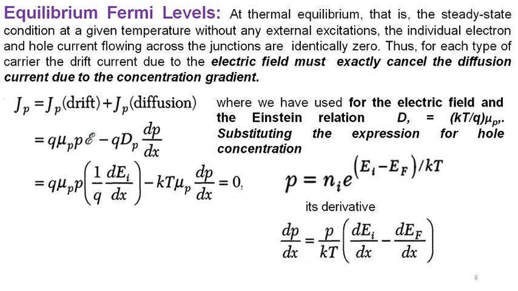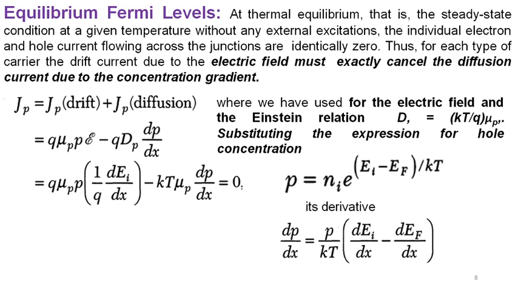Then here, as I already told in the previous slide, each type of carrier's drift current due to the electric field must be exactly cancelled by the diffusion current. Here we calculate the current density due to the holes, Jp for drift current and Jp for diffusion, which are directed opposite to each other. Then in this equation, q mu p, where mu p is the mobility of holes. We went through this equation in the first module. Dp is the coefficient of diffusion, also called the diffusivity.